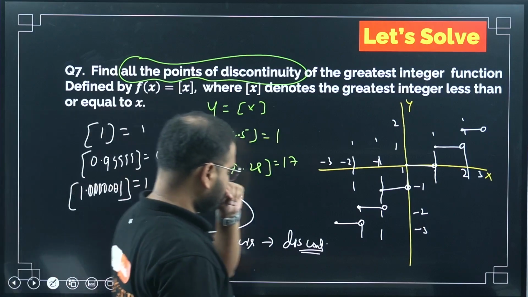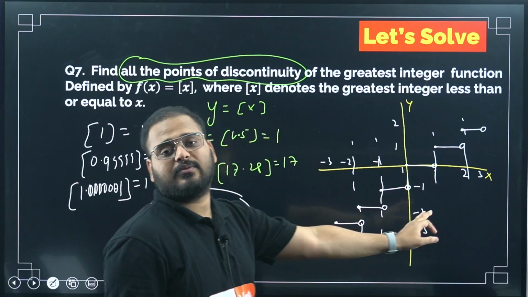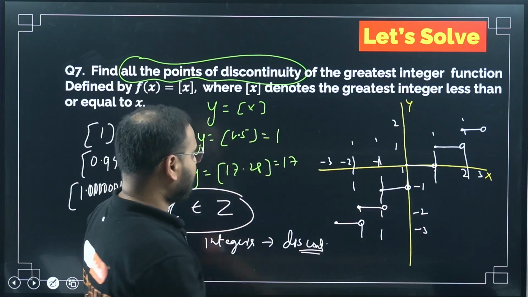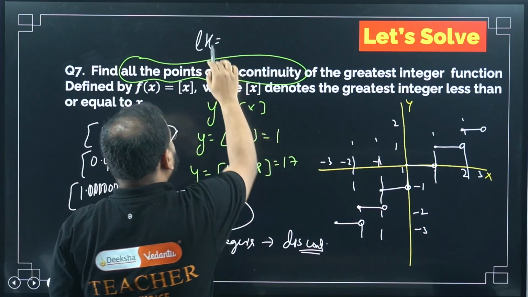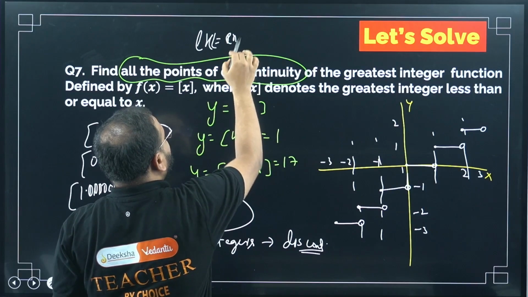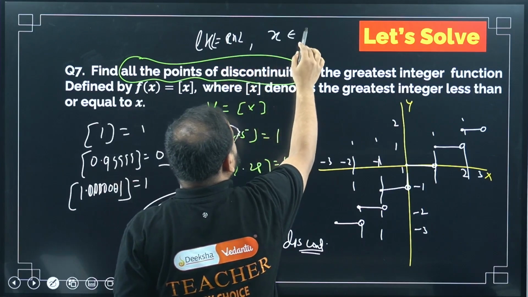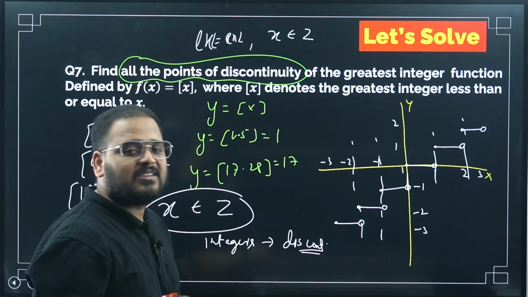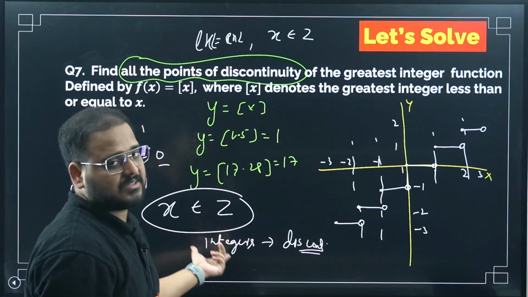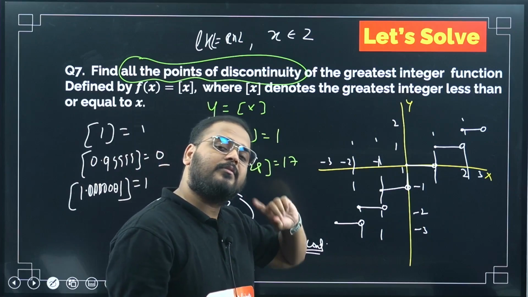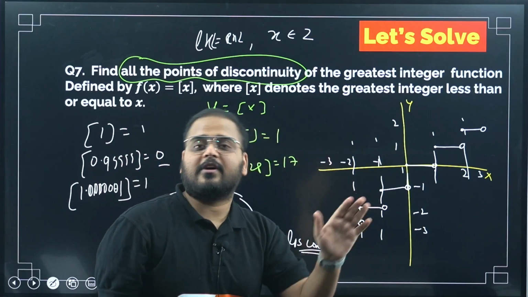So it means the function is discontinuous. The left hand limit LHL is not equal to RHL when x is an integer. Since LHL and RHL are not equal, the limit does not exist. If the limit does not exist, how will continuity exist? Because what is the continuity definition? The limit should be equal to the function's value at that point.